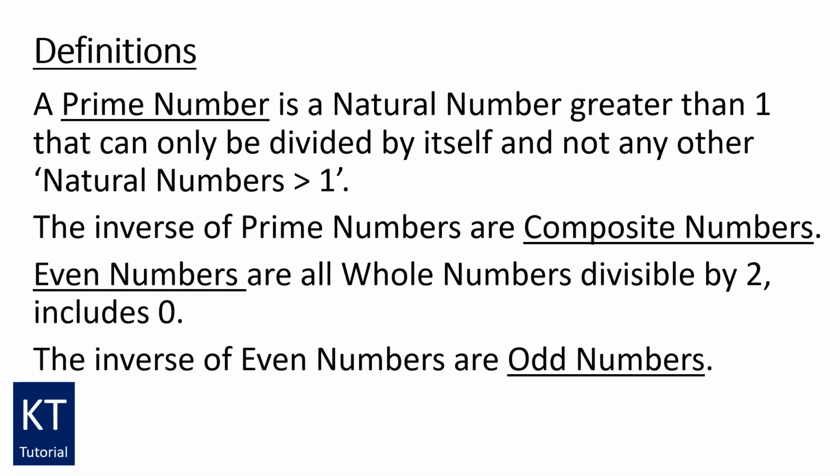4 more number definitions. A prime number is a natural number greater than 1 that can only be divided by itself and not any other natural number larger than 1. The inverse of prime numbers are composite numbers. Separately, even numbers are whole numbers divisible by 2, and that includes the number 0. The inverse of even numbers are odd numbers.